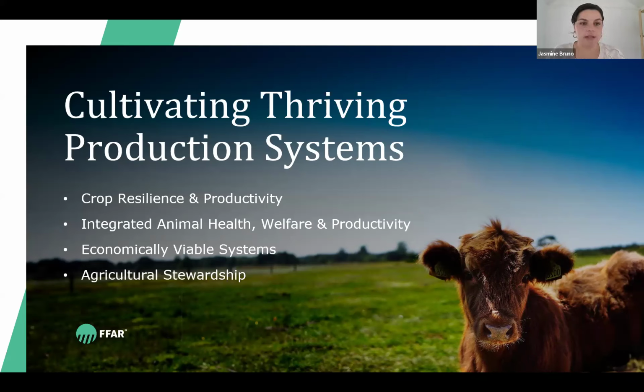work that advances crop resilience and productivity, efforts that really advance the integration of animal health, welfare, and productivity. And then third, supporting research that advances economically viable systems. And by that, we mean systems that are profitable now and systems that are profitable into the future for producers. And then work that supports agricultural stewardship. So cultivating efficient crop and animal systems that protect and conserve our natural resources. So that's a little bit about our Thriving Production Systems team, FAR, and how we came to this Crop-Animal RFA.